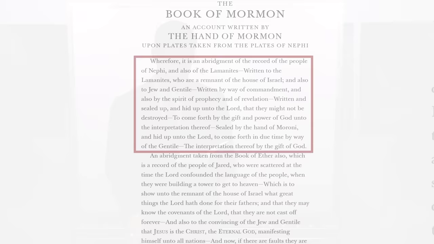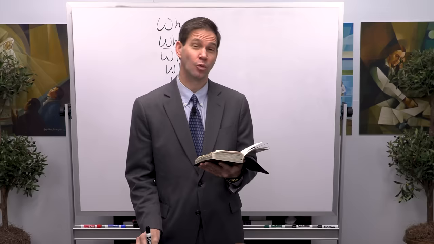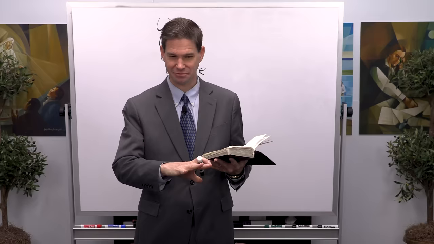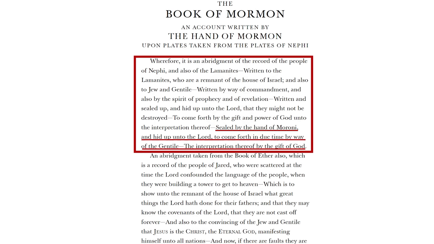Notice it was written and sealed up and hid up unto the Lord that they might not be destroyed, to come forth by the gift and power of God unto the interpretation thereof. Once again, you know it was Moroni who wrote the final chapters, Moroni 1 through 10, then this title page, then he seals it up, and he's going to be the one to bury it in the Hill Cumorah. Sealed by the hand of Moroni, and hid up unto the Lord to come forth in due time by way of the Gentile. The interpretation thereof by the gift of God.